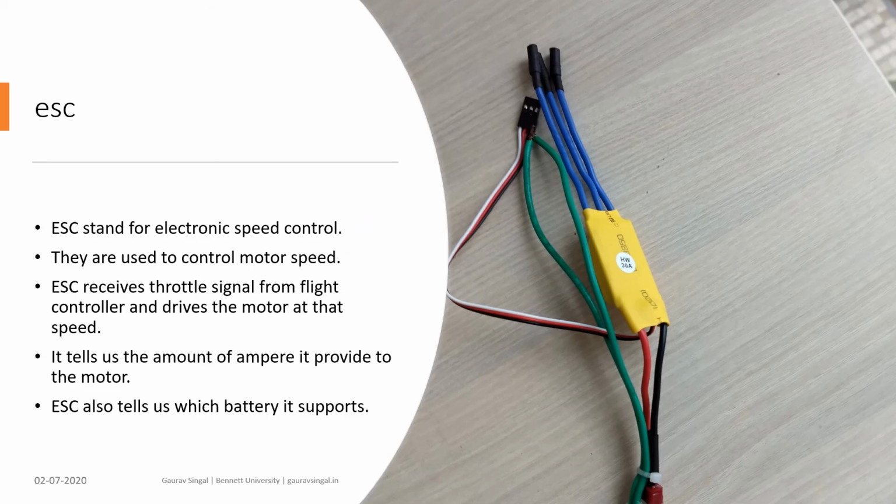Then the next component is ESC. ESC is basically electronic speed control. So basically they are used to control the speed of motors. ESC receives the throttle signal from the flight controller and drives the motor at that speed. So it just passes on the signal from the flight controller to the motors. It tells the amount of ampere it provides to the motor for particular instructions that it got from the flight controller. ESC also tells us which battery is supported.